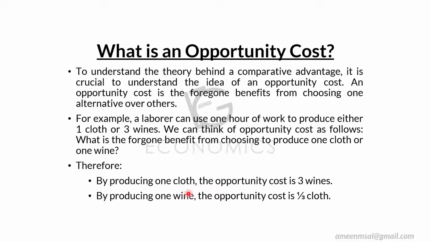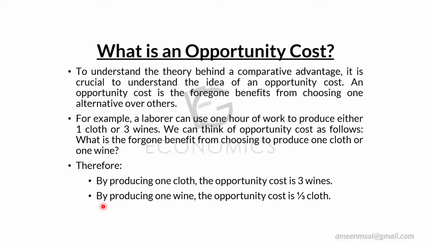We said that by working 1 hour, a laborer can produce one cloth or three wines. So if the laborer opts to produce one cloth in 1 hour, the opportunity cost is three wines. When he uses the 1 hour of his labor to produce one cloth, he misses the opportunity to produce three wines. That is what we call opportunity cost.